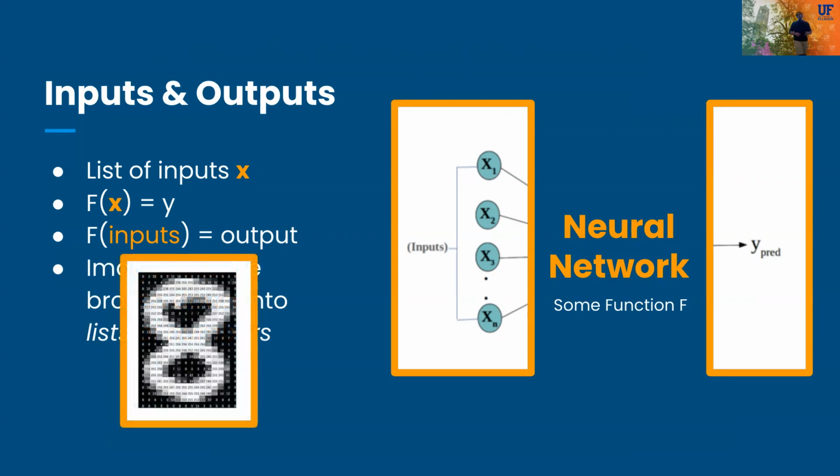For example, an image can be broken down into a sequence of numbers, like an array or a list of numbers between 0 and 255. We will talk about that later.